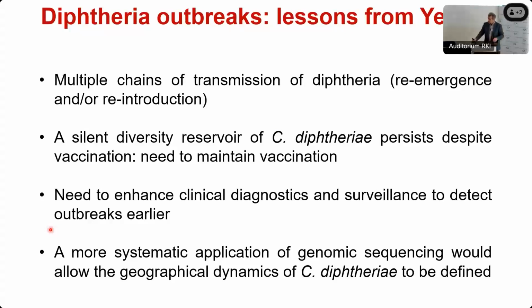So this slide summarizes a number of things that I've said already. Multiple chains of transmission, a silent diversity reservoir must persist, probably, despite vaccination. Otherwise, we would not see all these different genotypic variants popping up when vaccination is dropping. Clearly, there is a need to enhance clinical diagnostics and surveillance to detect outbreaks earlier. And we were very limited in our understanding of the source of these strains because no genomic sequence was available from neighboring countries. And so a more systematic application of genomic sequencing would allow the geographical dynamics of diphtheria to be better defined.